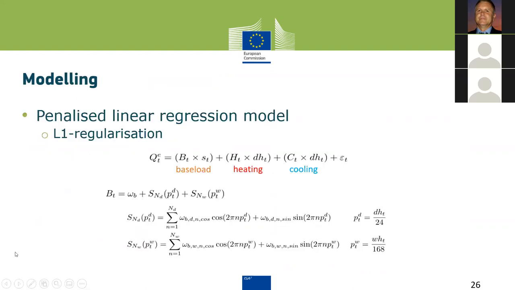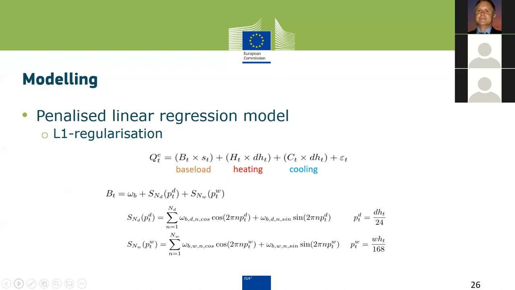Go next, please. Here we have the modeling representation that we use to characterize the district consumption. Basically, we are using a penalized linear regression model, which is fitted using L1 regularization. Here in the first equation, we have the consumption at time t that must be equal to a base load term, which interacts with the usage patterns, and then a heating component, which interacts with the day part, and a cooling component, which also interacts with the day part. And finally, a noise term, which is assumed to be white noise.